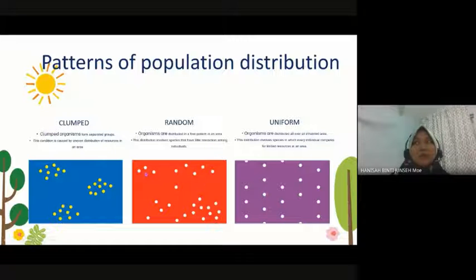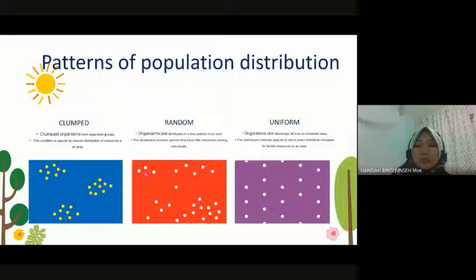Okay, it means there are certain organisms or animal species that prefer to stay in their groups. Like in the clumped pattern just now, for example, the elephants and the lions stay in a group. But for this random pattern, it is freely distributed.